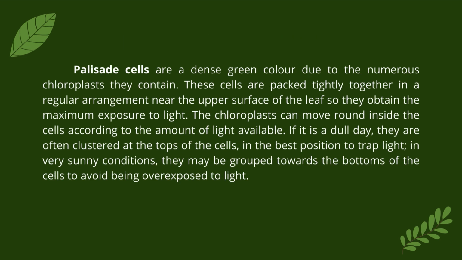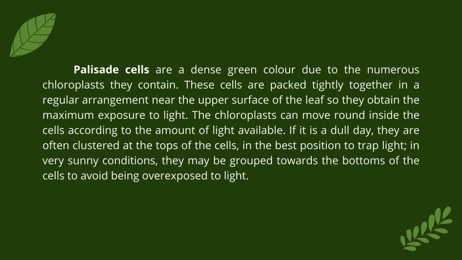Palisade cells are a dense green color due to the numerous chloroplasts they contain. These cells are packed tightly together in a regular arrangement near the upper surface of the leaf, so they obtain the maximum exposure to light.